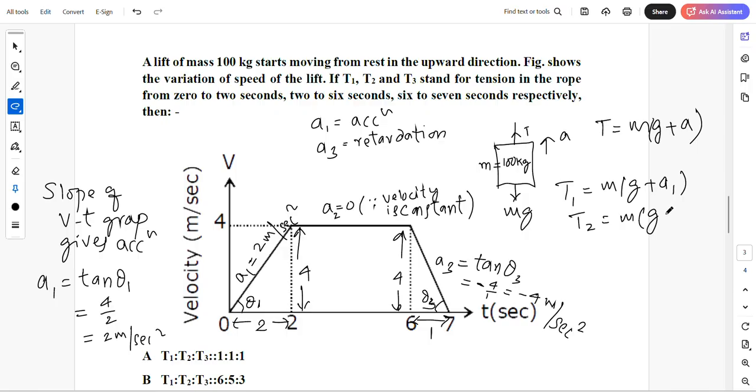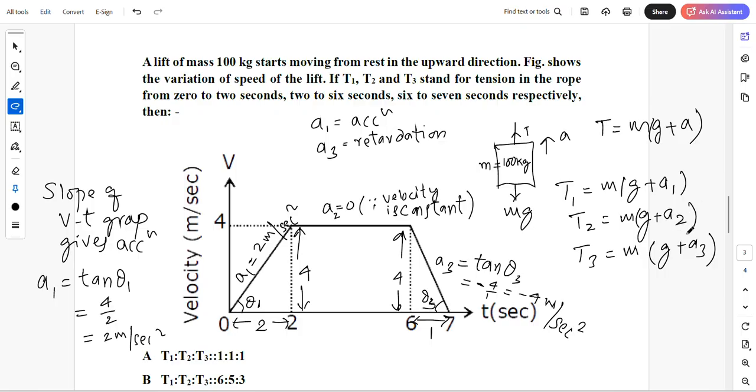Here a2 is not at all there. Therefore, I can write T2 is equal to just mg itself. m into g plus 0. T2 is equal to just mg, I can write. What is T3? T3 is equal to mg, here I will write plus a3, to make you understand g plus a.